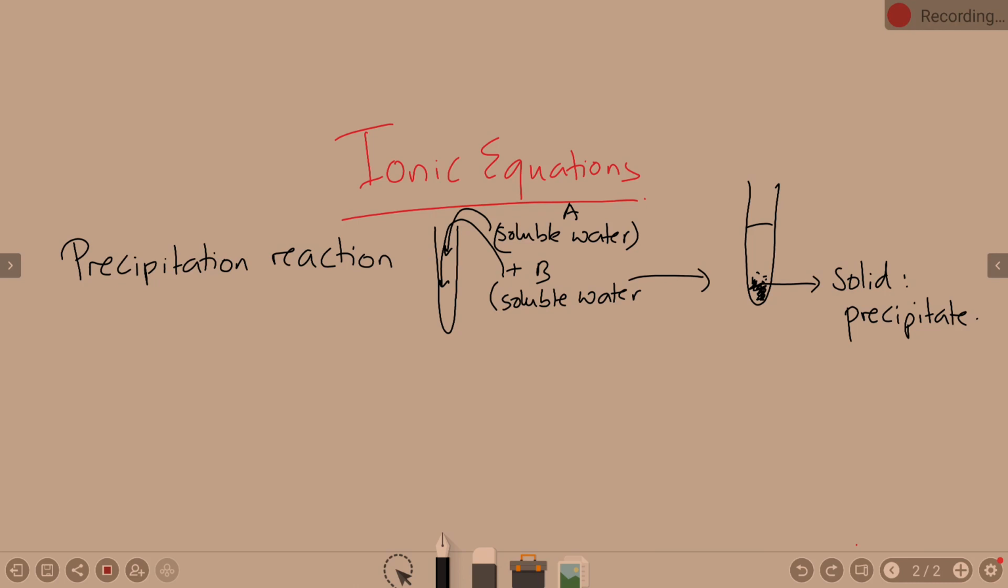So the key concept here is I have two things that are soluble in water. I mix them together and something crashes out. The thing that's crashing out is called a precipitate. Okay, so this is why it's called a precipitation reaction. So the ionic equations try to help you understand what is it in that reaction that actually caused this to happen. Does that make sense?